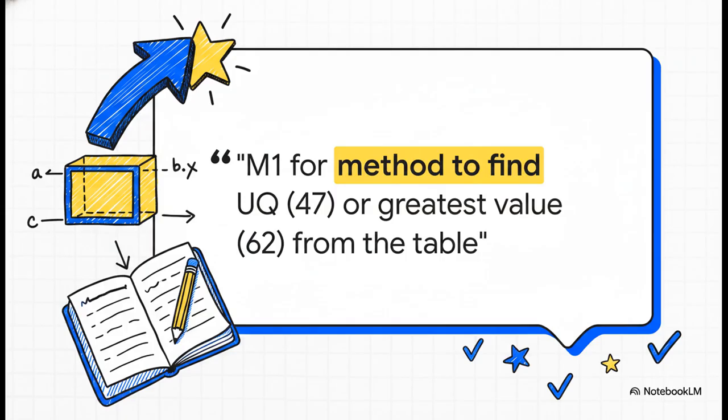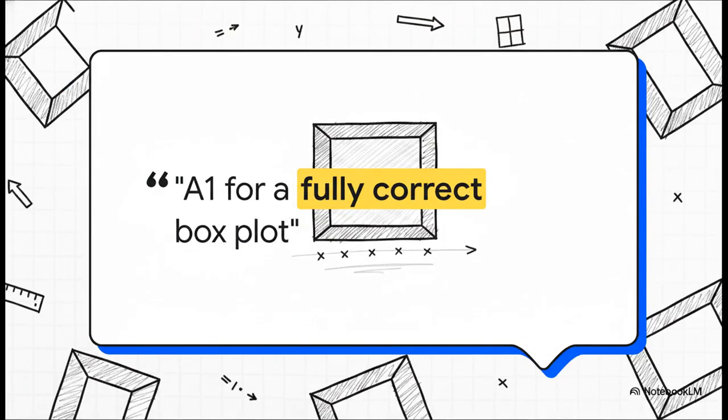Okay, this is brilliant. This is taken word for word from the official mark scheme. It says you get the first method mark, an M1, just for correctly finding either the upper quartile as 47 or the greatest value as 62. So all that work we just did has already put us on the scoreboard. And the second mark? Well, that's an accuracy mark, an A1. This is for a fully correct box plot. All that means is, did you take your 5 values and draw the box and the whiskers in exactly the right places?